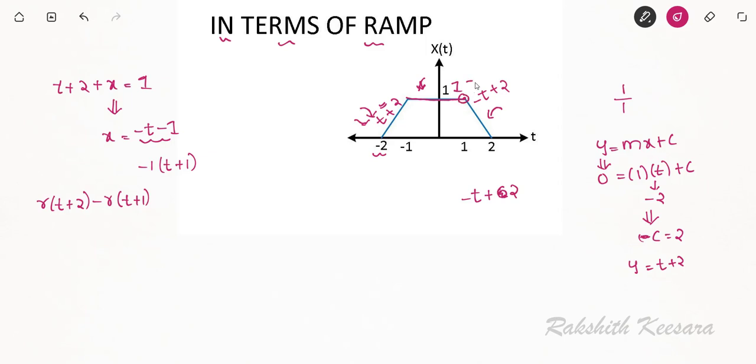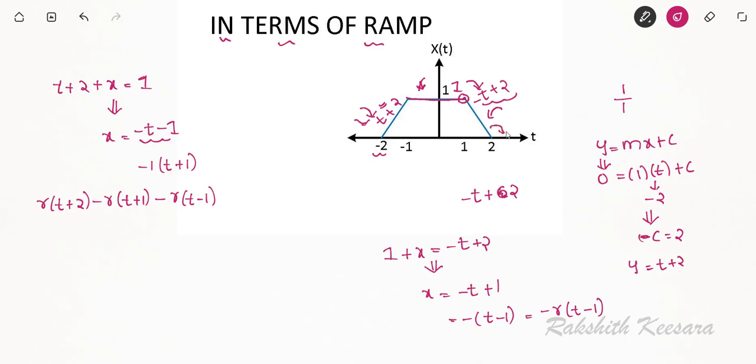Next, this 1 is continued till here. At this point, this 1 is becoming minus t plus 2. So for 1, I should add something so that this will become minus t plus 2. From this, x will be minus t plus 1. I should take minus as common. This will become minus of t minus 1. This is nothing but minus r of t minus 1. So for 1, I should again add minus r of t minus 1 to make this equal to minus t plus 2. And at the end, minus t plus 2 becomes 0.